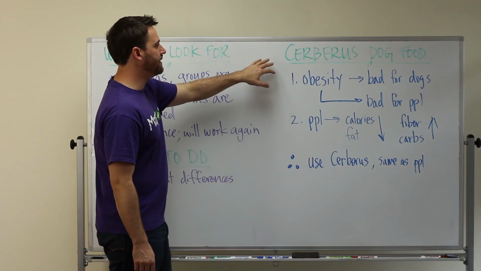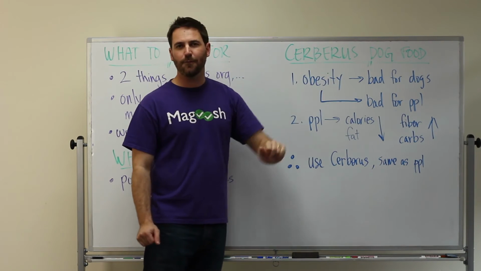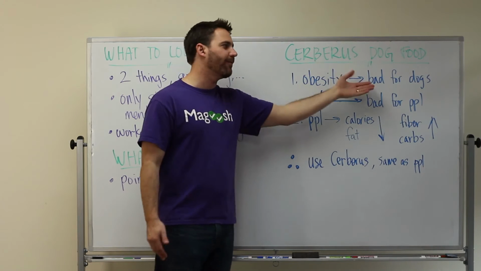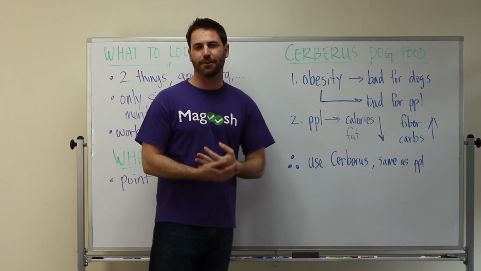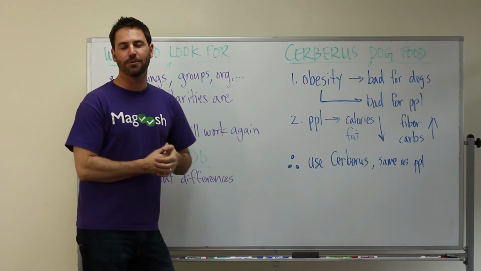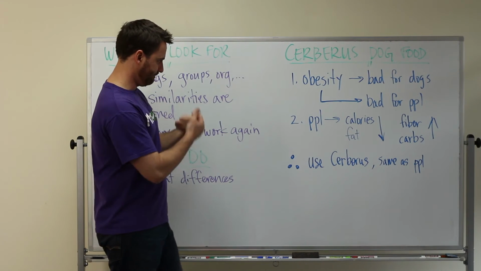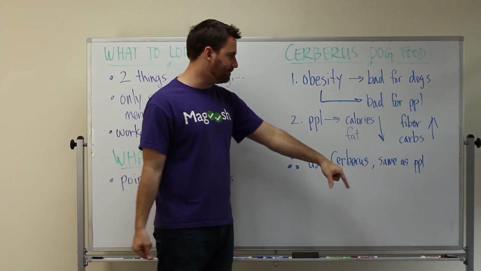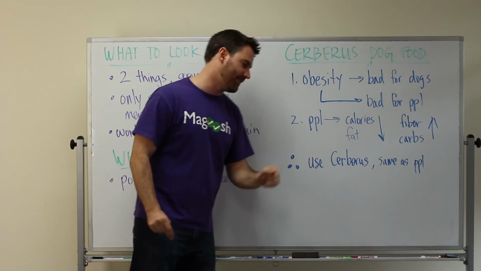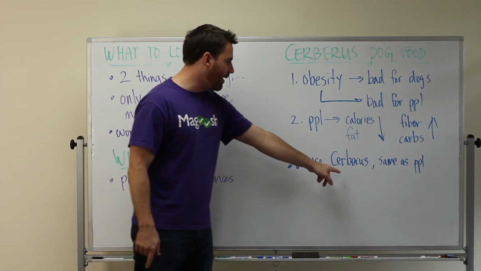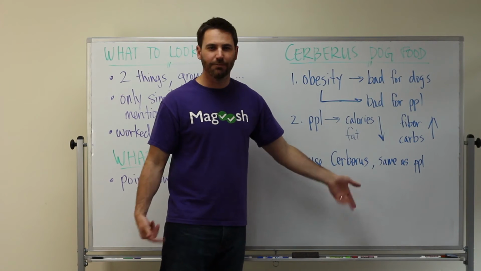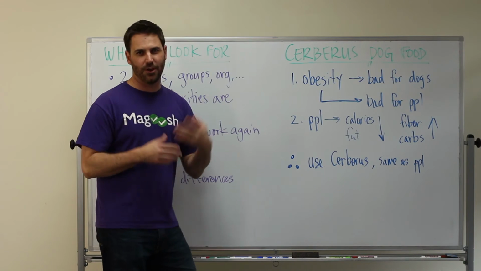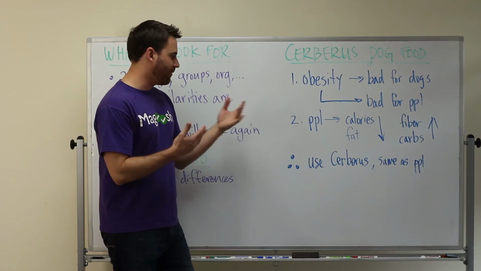This argument is about Cerebrus dog food, and it starts out by saying obesity is a problem. It's a problem for dogs. They go on to say it's also bad for people. And then they say when people are struggling with obesity, they put them on diets. And the diets are low in calories, low in fat, high in fiber, high in carbs. And then they draw the conclusion, you should buy Cerebrus for your dog because it has fewer calories, less fat, more fiber, more carbs. So this is the flaw that we just talked about.